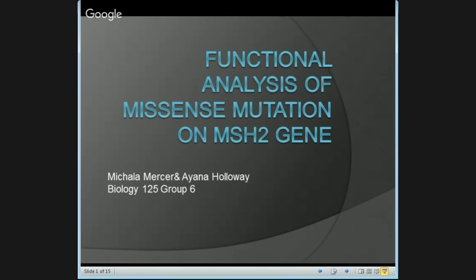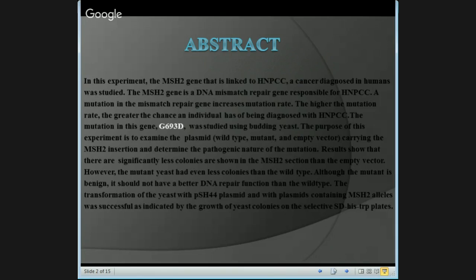So in this experiment, the MSH2 gene that is linked to HNPCC, a cancer diagnosed in humans, was studied. The MSH2 gene is a DNA mismatch repair gene responsible for HNPCC. A mutation in the mismatch repair gene increases mutation rate. The higher the mutation rate, the greater the chance an individual has of being diagnosed with HNPCC. The mutation in the gene, G693D, was studied using budding yeast.